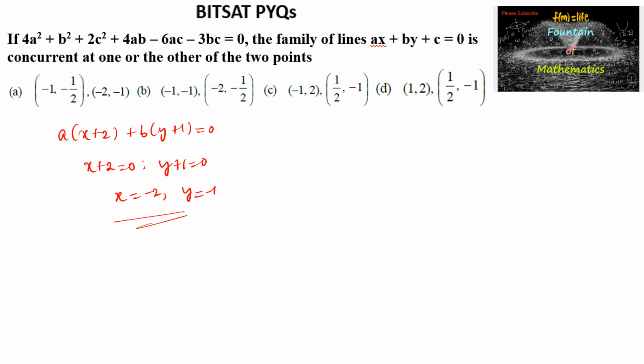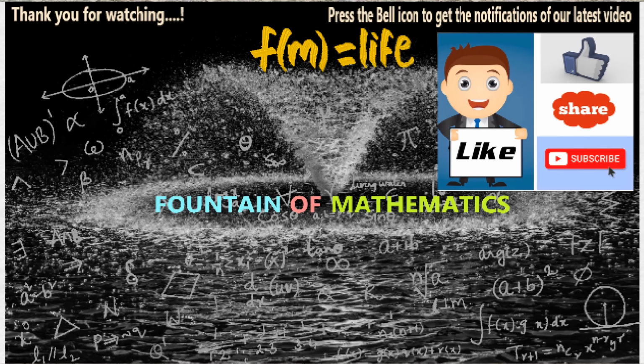So we got it before minus 1 and minus half, and now minus 2 and minus 1. So the family of lines is concurrent at the point minus 2 comma minus 1 or the point minus 1 comma minus half. So which is option A. So option A is the answer. Family of lines passing through.